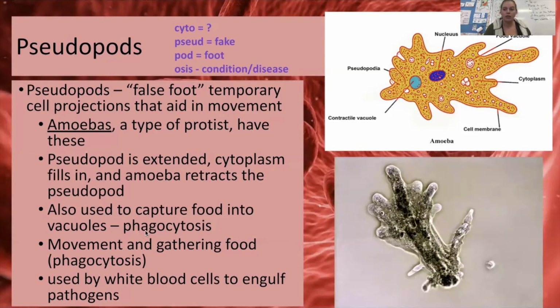And pseudopods are also used by a cell in our bodies, the white blood cell. These pseudopods help the white blood cell to engulf pathogens, to engulf bacteria and viruses that would make us sick, and they can crawl along using this amoeba movement.